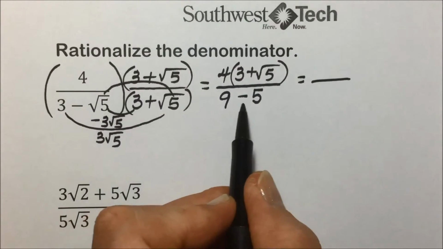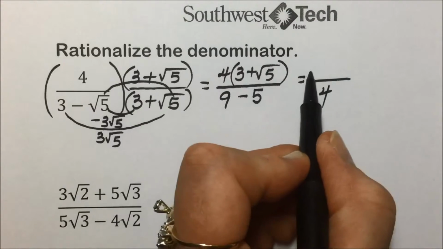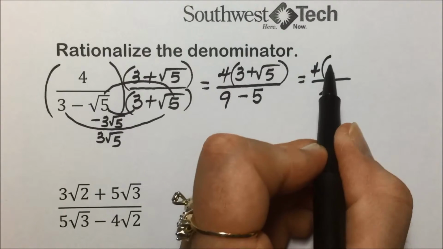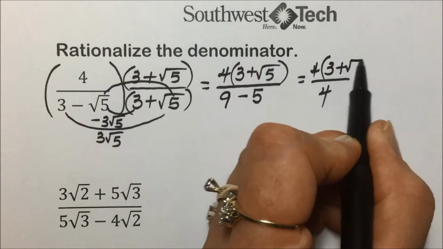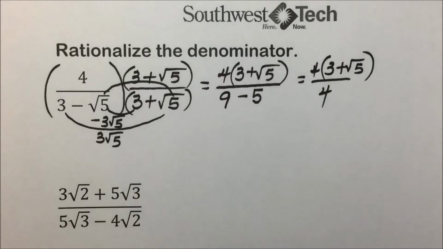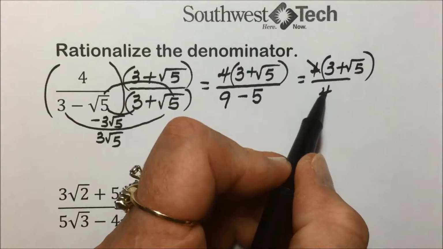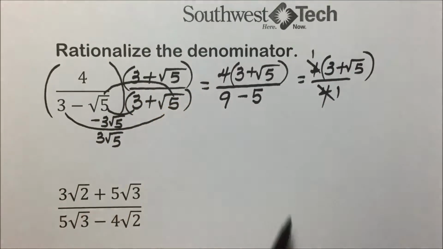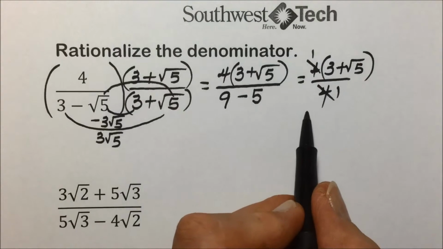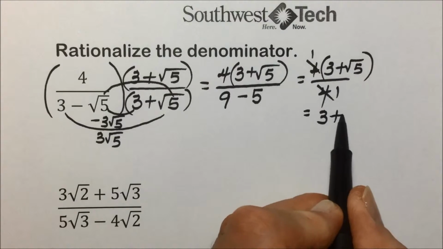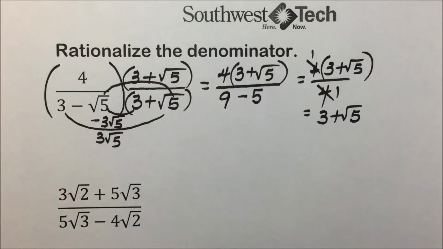In the denominator, 9 minus 5 is 4, and we have the 4 times the quantity 3 plus square root of 5. Now we'll look to see if there's a common factor in the numerator and the denominator, and we do have a common 4. 4 over 4 is equivalent to a 1, so that our final answer is 3 plus the square root of 5. We not only rationalized the denominator, we eliminated the denominator. It's not always the case.